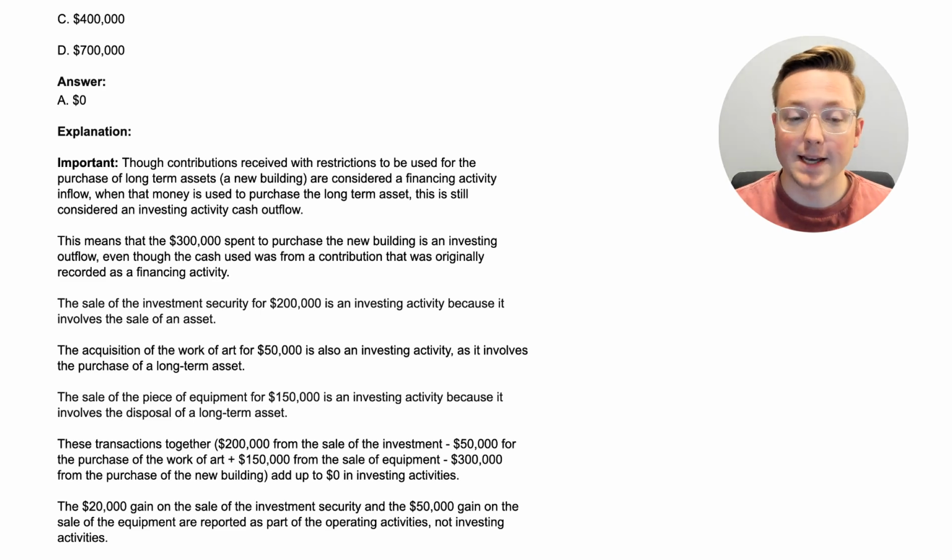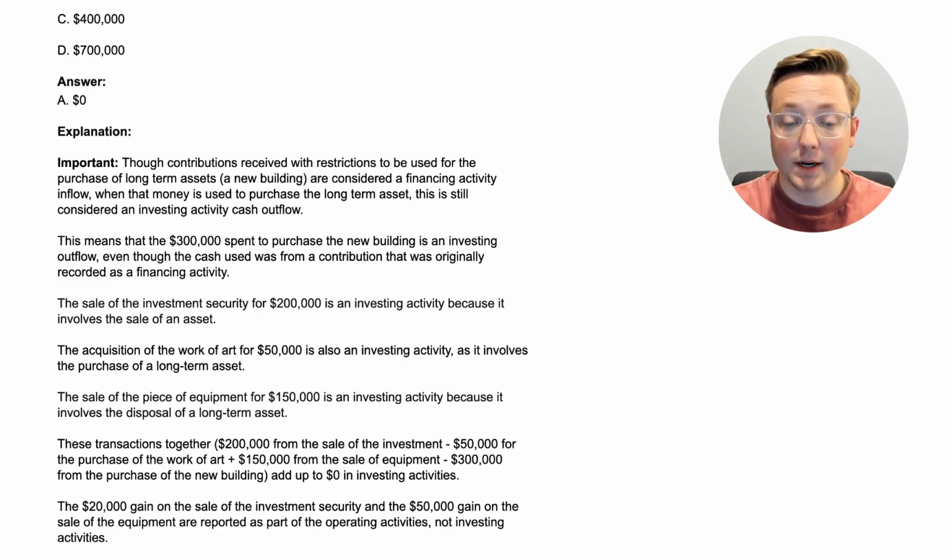All right, here we are at the answer. The answer is actually $0. That's the ending change in investing activities. So let's talk about this. This is another important rule or note. Contributions received with restrictions to be used for the purchase of long-term assets, such as a new building, are considered a financing activity inflow. So again, if you receive a contribution that has a donor restriction to be used for something specific, like purchasing a long-term asset like a building, that is a financing activity inflow.